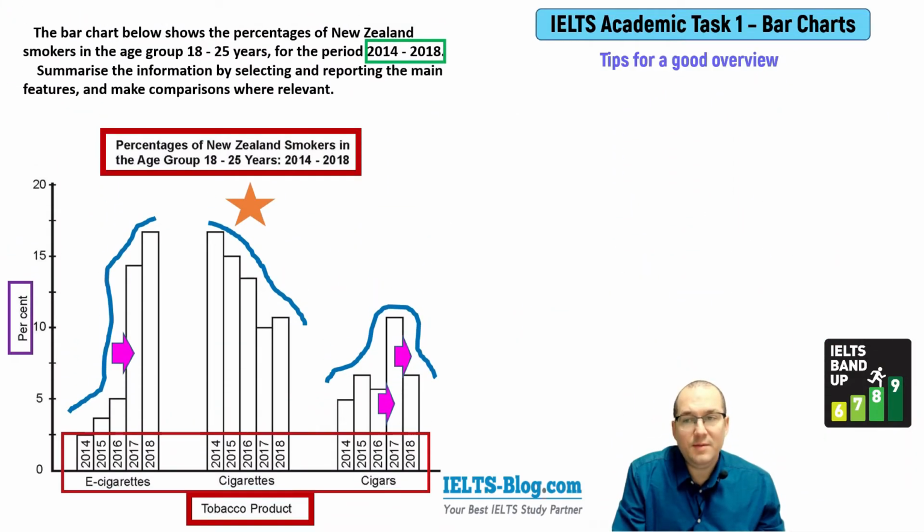Now, for the most important thing, an overview. Tips for a good overview: don't use figures or details. Don't put any percentages, don't put any numbers. That's really, really important. Organize the main trends. This will help you so much later.